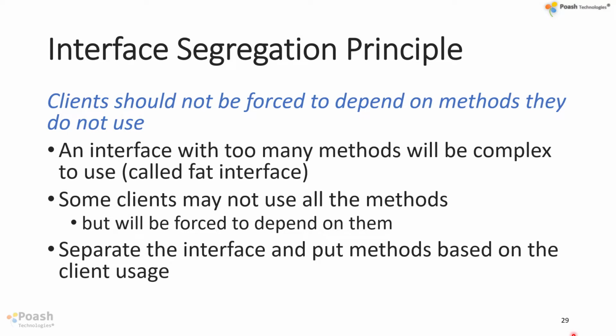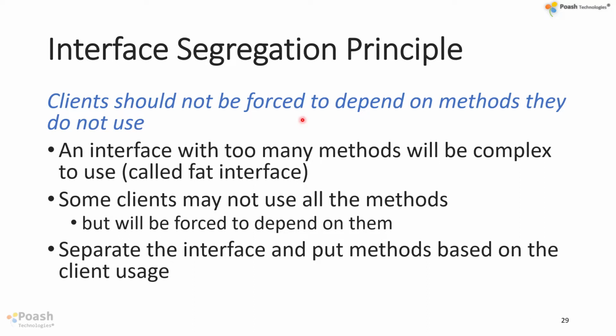The next principle is interface segregation principle. This states clients should not be forced to depend on methods they do not use. This principle applies to interfaces. When you create an interface, the clients will depend on that interface. And if an interface contains too many methods, then it will become too complex to use. And in that case, it's called a fat interface.